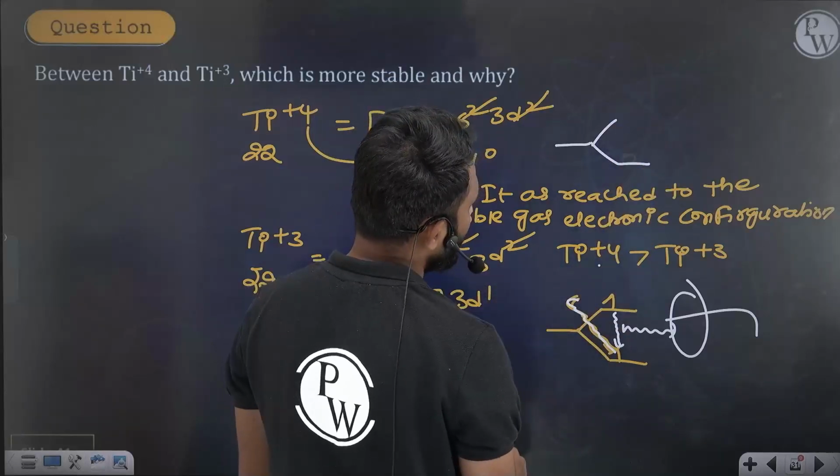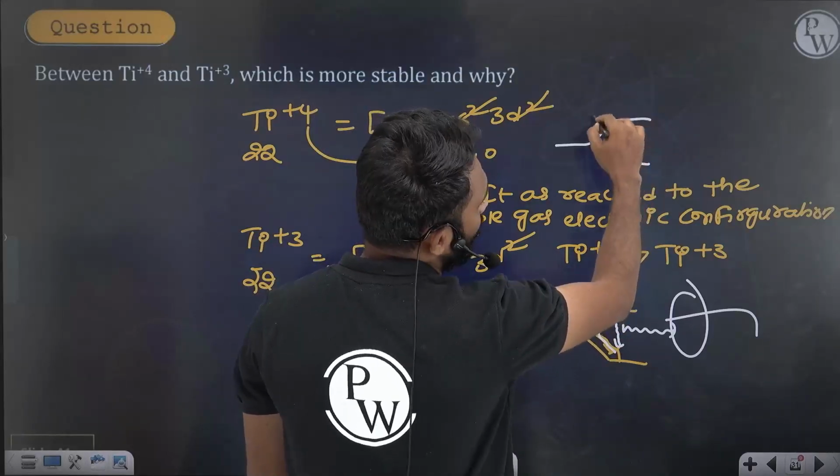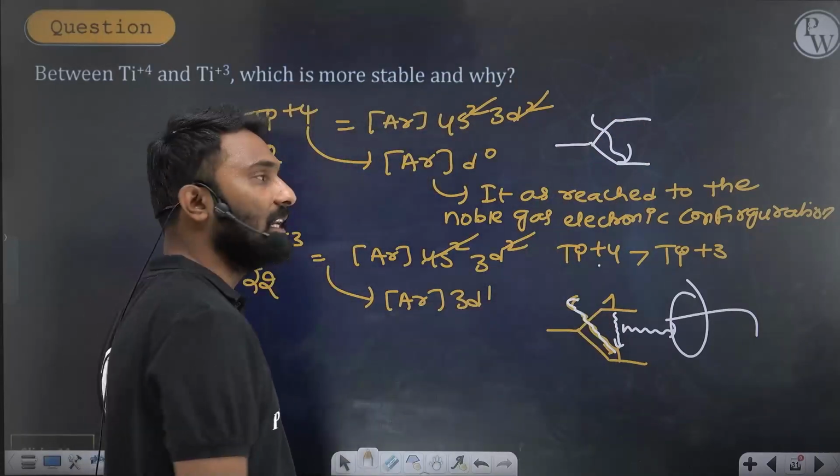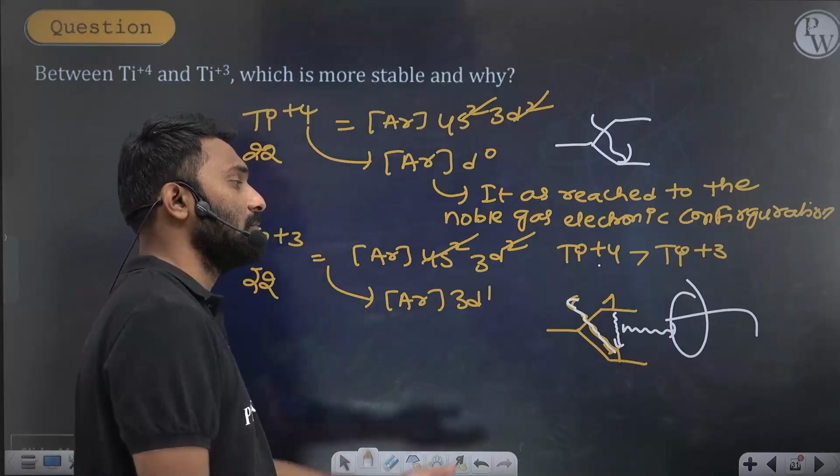But in d0, there are no electrons. When there are no electrons, how can it be excited? There are no electrons at all. Then there is no d-d transition possible, so it is colorless.